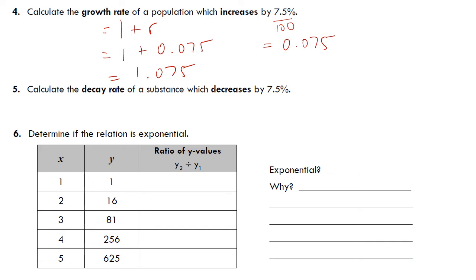Calculate the decay rate. Exact same process, divide by 100. We don't know what that is, we just did it. But instead, for decay, it's 1 minus. So 1 minus 0.075. And if we use our calculator, we should get 0.925.